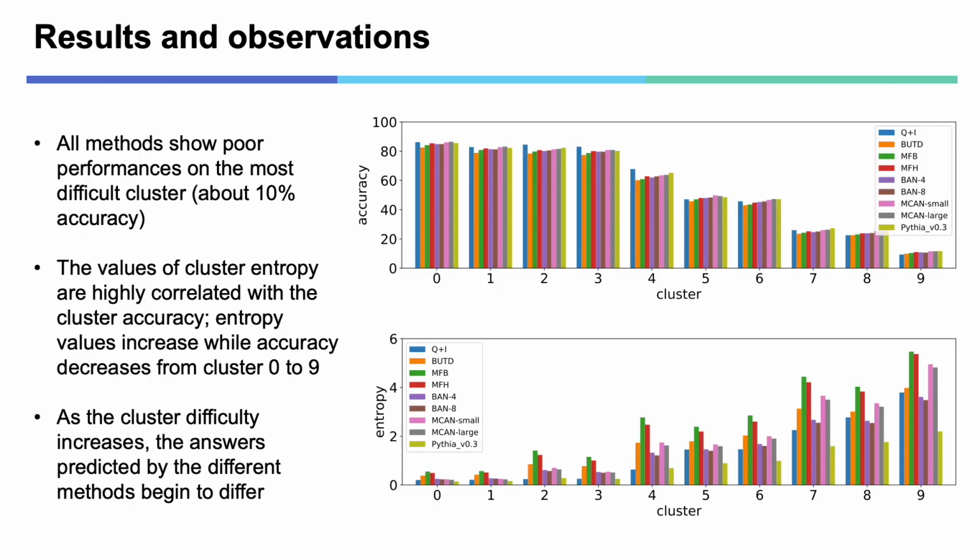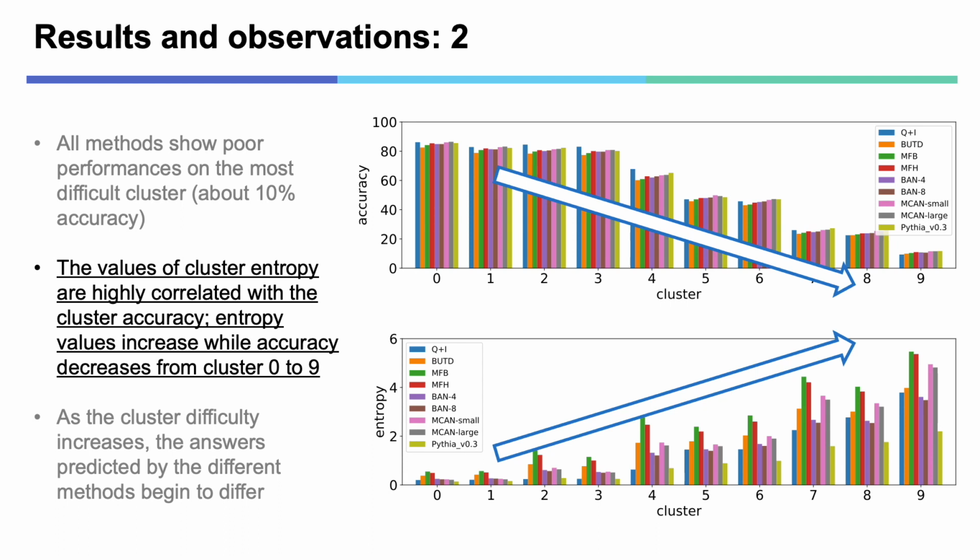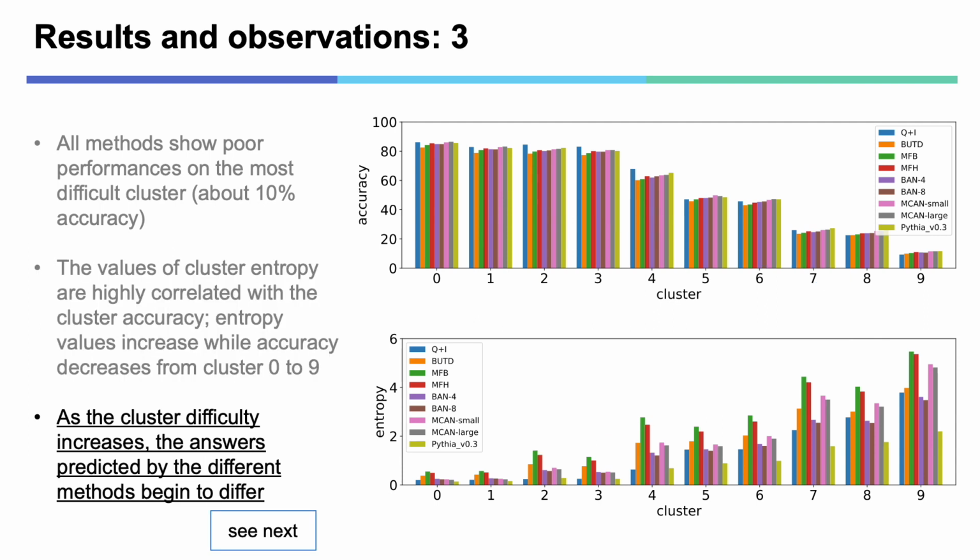Here's the clustering result, and we have the following observations. First, all methods show poor performances on the most difficult cluster 9, and accuracy is about 10% for all VQA models. Second, the values of cluster entropy are highly correlated with the cluster accuracy. That is, entropy values increase while accuracy decreases from cluster 0 to 9, left to right in the figure. Third, as the cluster difficulty increases, the answers predicted by the different models begin to differ.